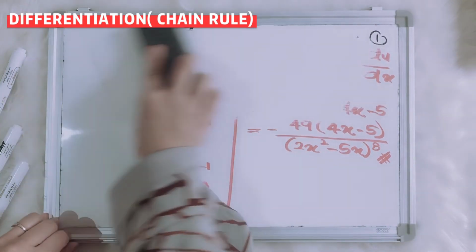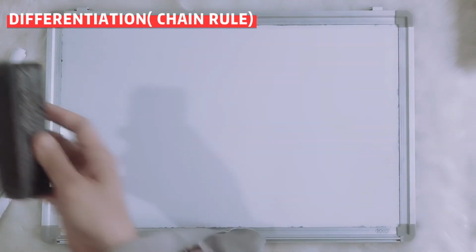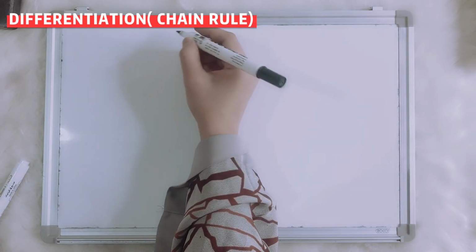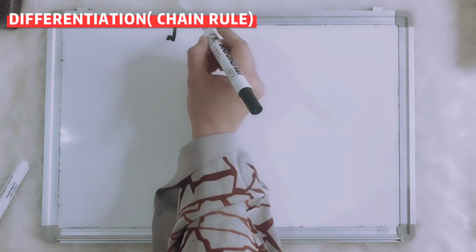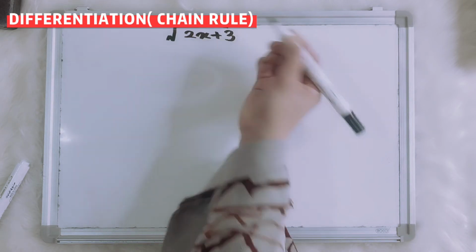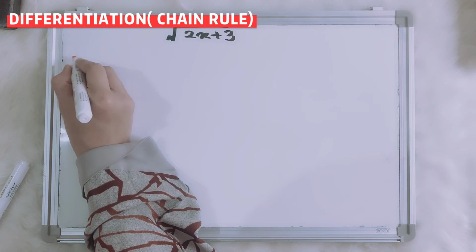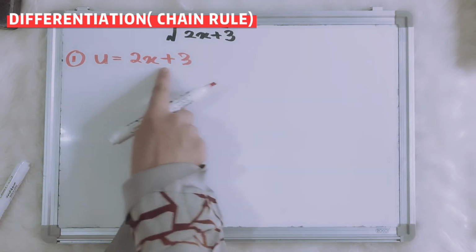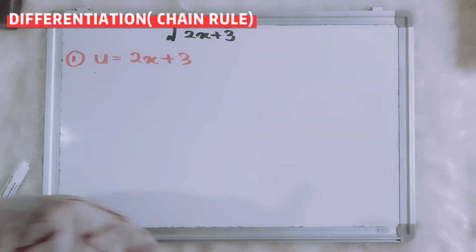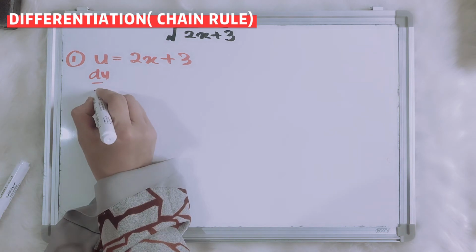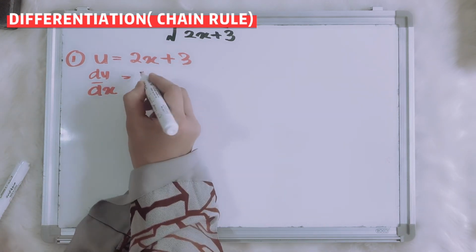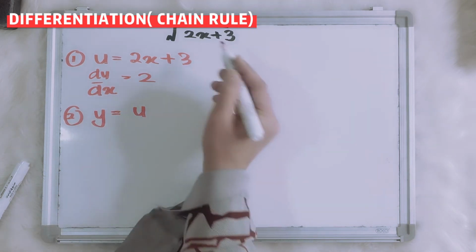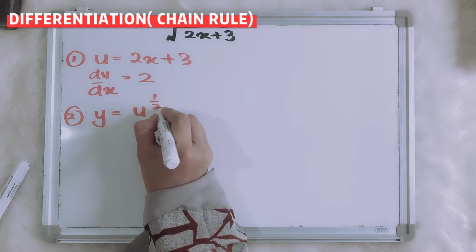One more. Let's say I give you a question about a square root, square root of 2x plus 3. Your first step, your u, equals 2x plus 3. Remember, for u you only copy the expression here. When you have du over dx, you focus only on the x, so only 2. The second step, you focus on your y, which equals u to the power of 1/2, because a square root means 1/2, correct?